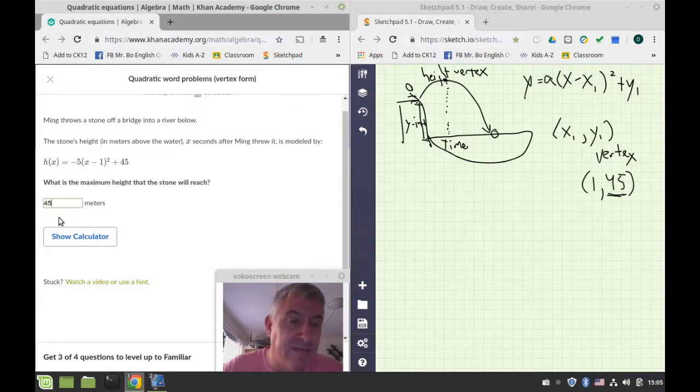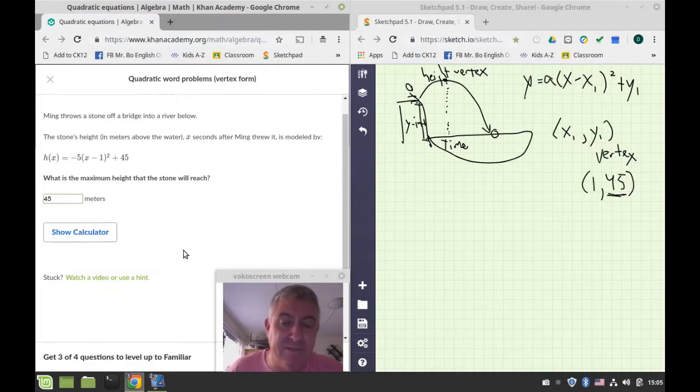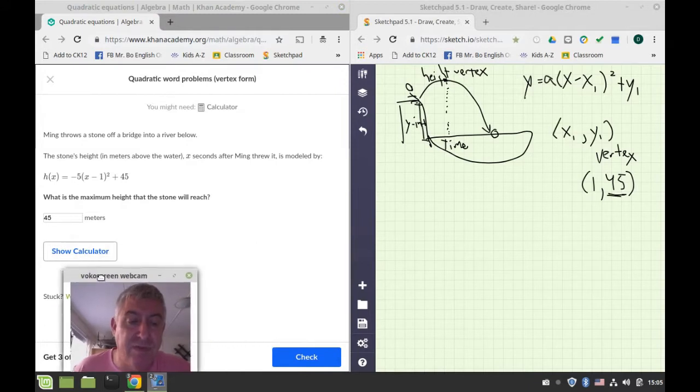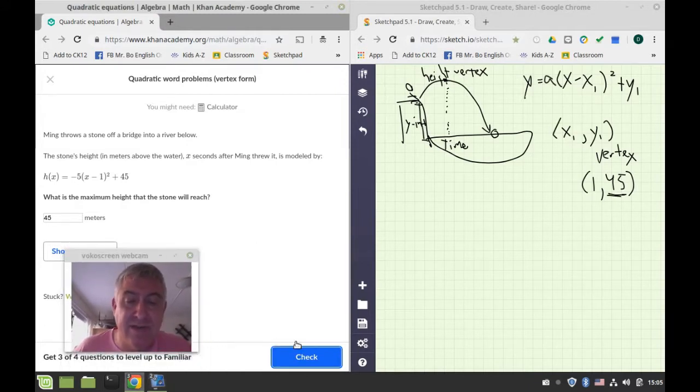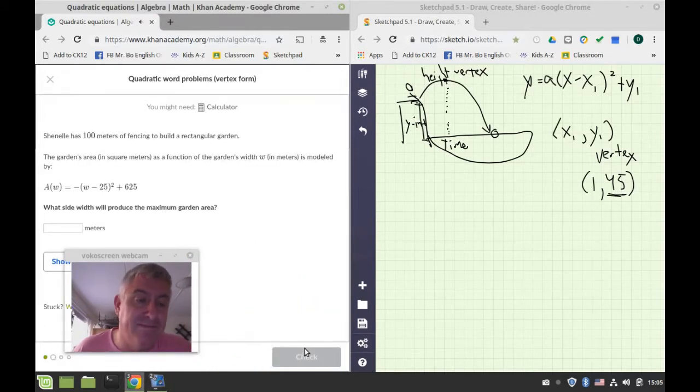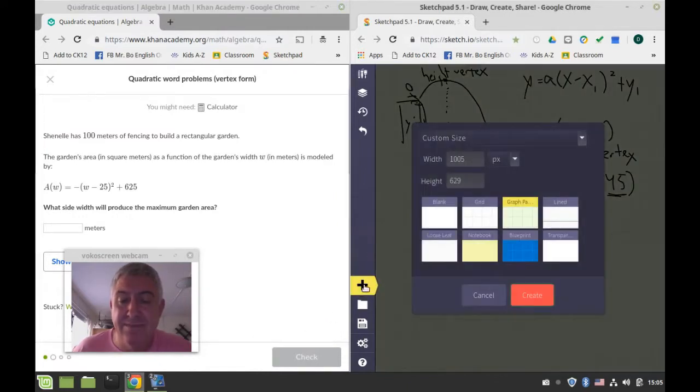Don't need a calculator for this one. What is the maximum height that the stone will reach? 45. Okay, let's take a look at the next one.